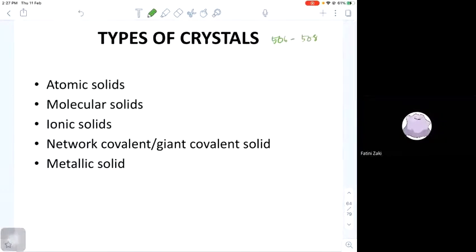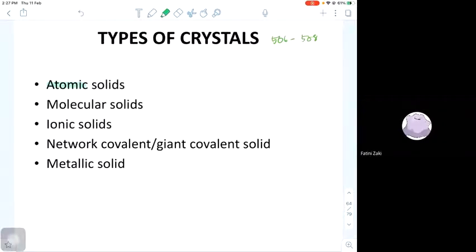Okay, only 3 pages about the 5 types of the crystalline solid, included the figures there. There are so many figures there. These are all the list of the crystalline solid. The first one is the atomic solid. Okay, look at the name, it is atomic solid.